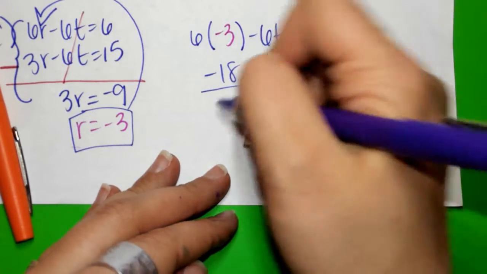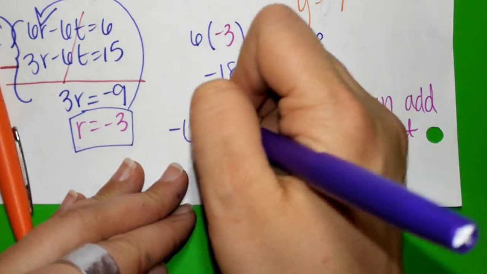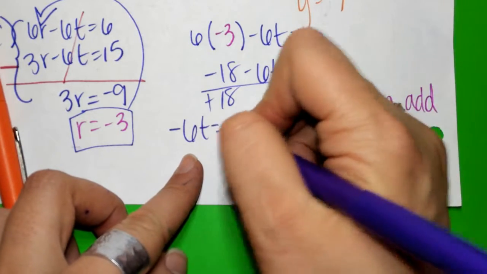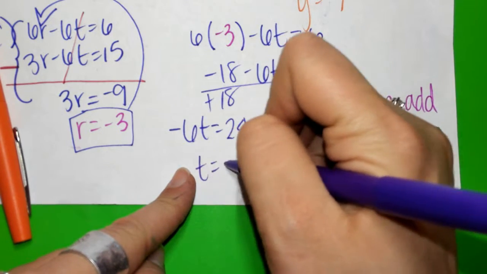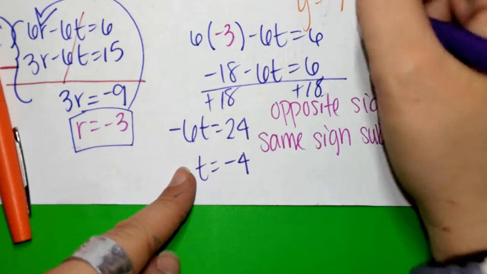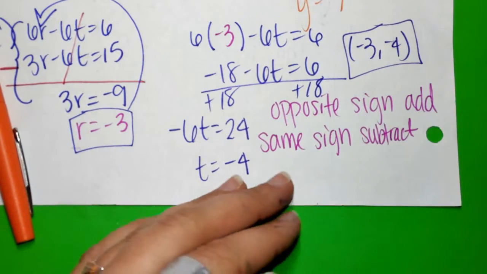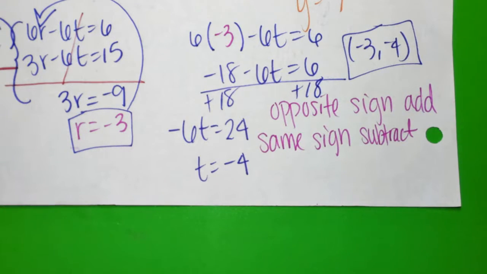Alright, so now add 18 to both sides. So we have negative 6t, because we keep our minus. What's 6 plus 18? What does t equal? How do we write our coordinate? Negative 3, negative 4. If that's what you said, take a point. Now let's take a look. How do you know which is first? Alphabetical order.